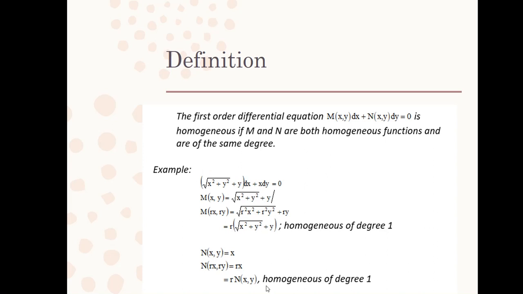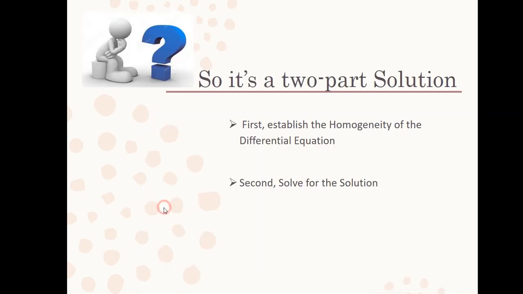So that's it here. N is homogeneous of degree 1, and M is homogeneous of degree 1 as well. Both functions multiplied to the differential of x and the differential of y are homogeneous of the same degree. And as such, we can conclude that our DE is homogeneous.